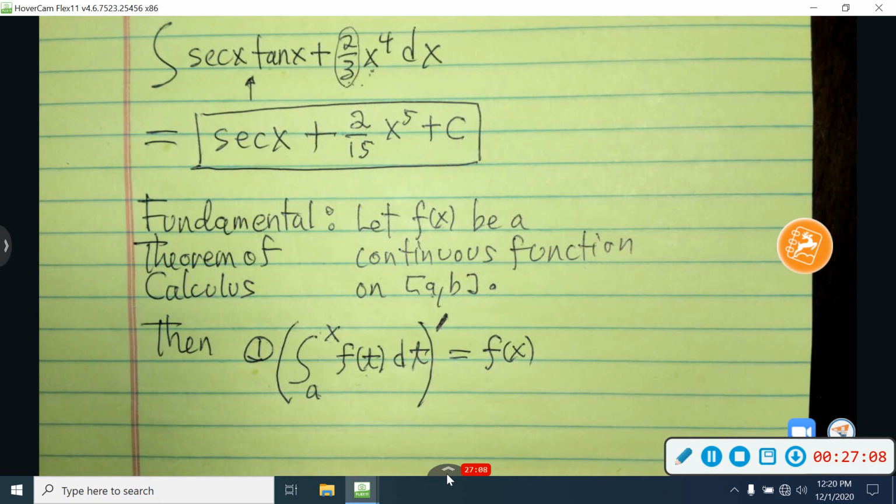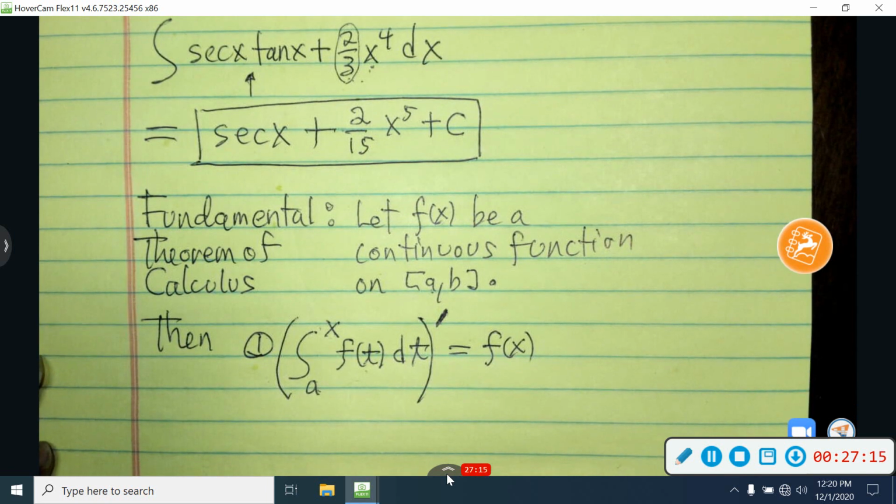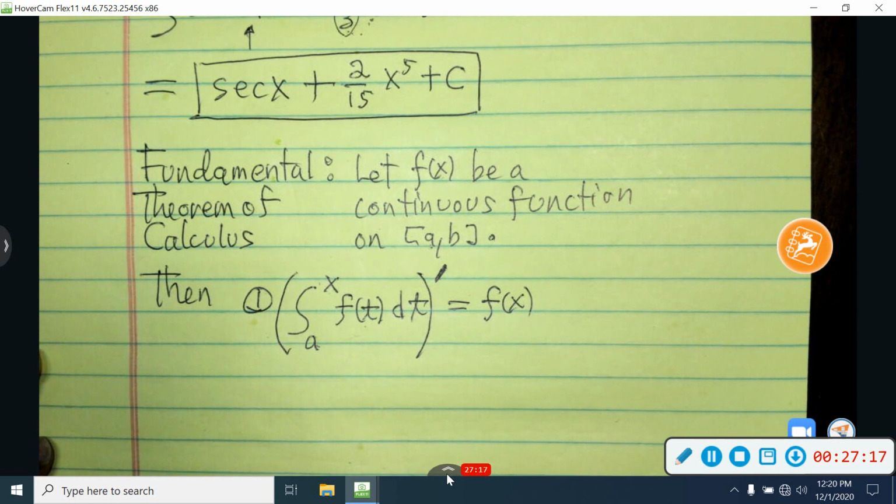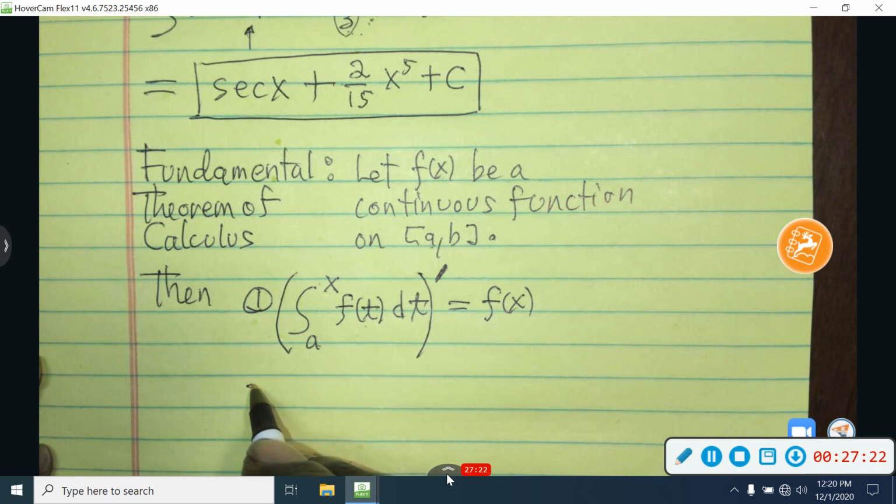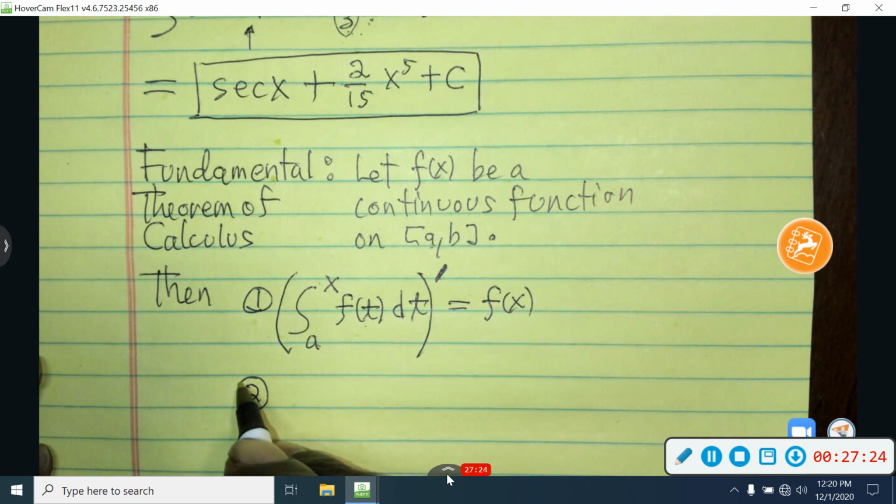Now if you want to see the proof of this, the proof is in the book. And so you can read it if you want. We won't prove this, we'll just use it. There's no time to really prove these things for you. And the second statement is how we'll find actual area. So it has two parts.